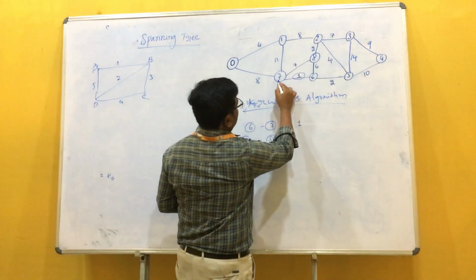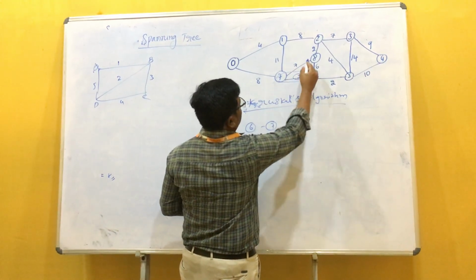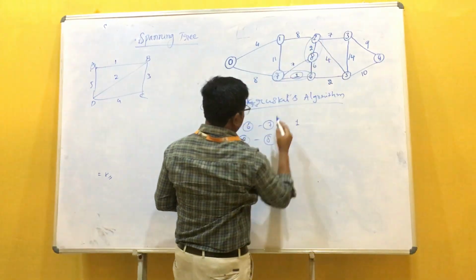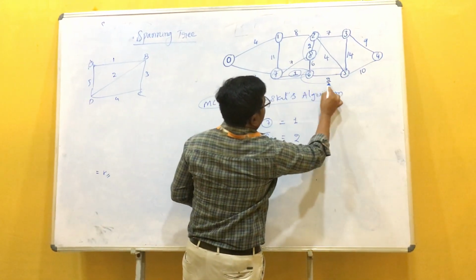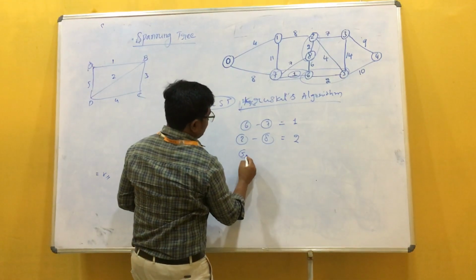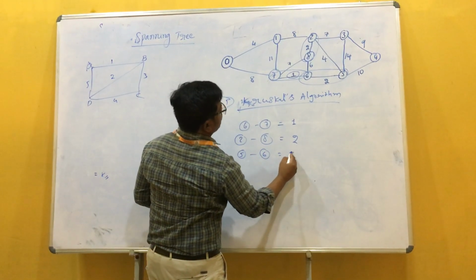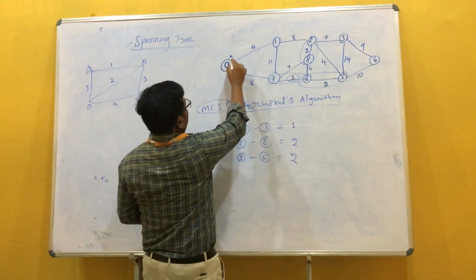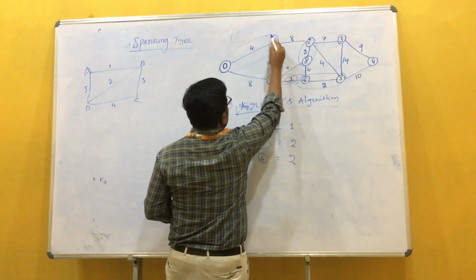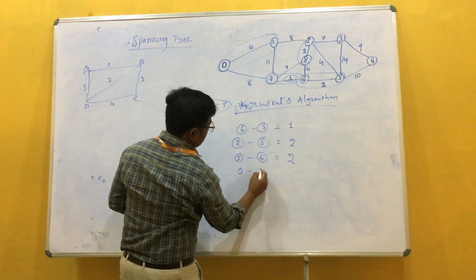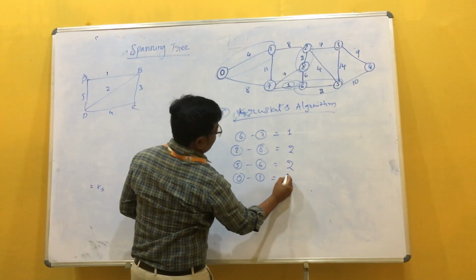Okay, this is over. Next with the minimum cost is the edge 2 to 8, so the cost here is 2. The third edge we can take is 5 to 6, and the edge cost here is 2. After the 2s, the minimum edge cost is the edge 0 to 1, so the cost here is 4.